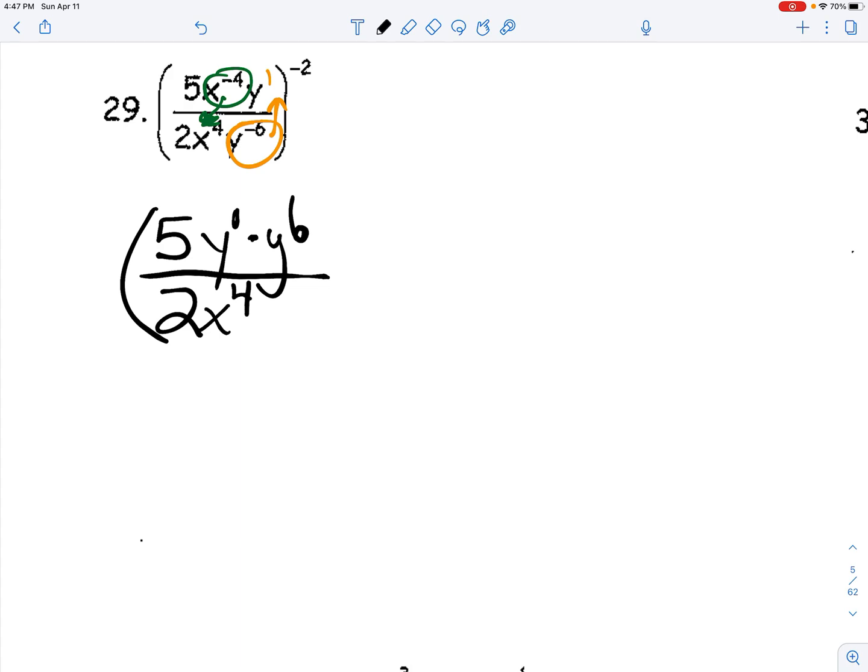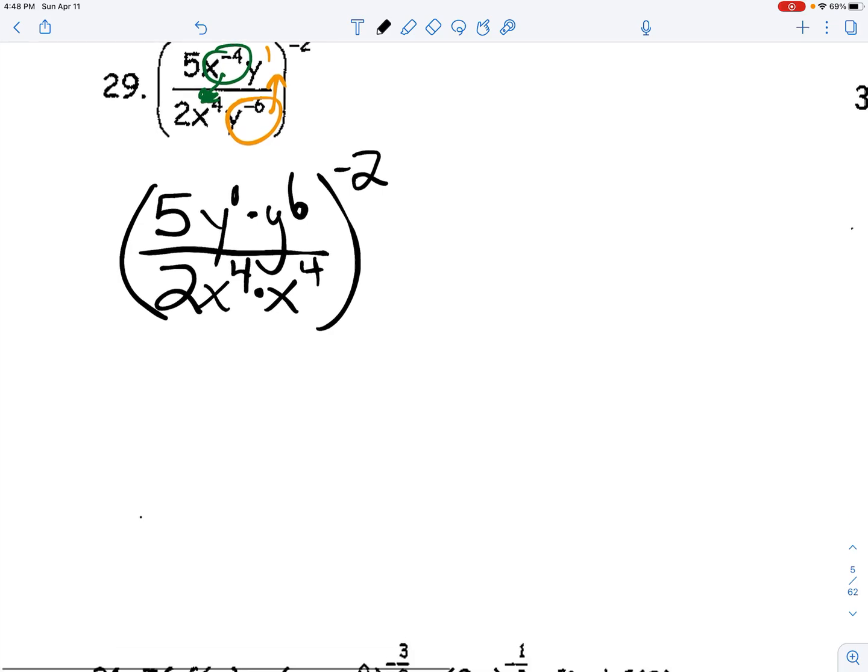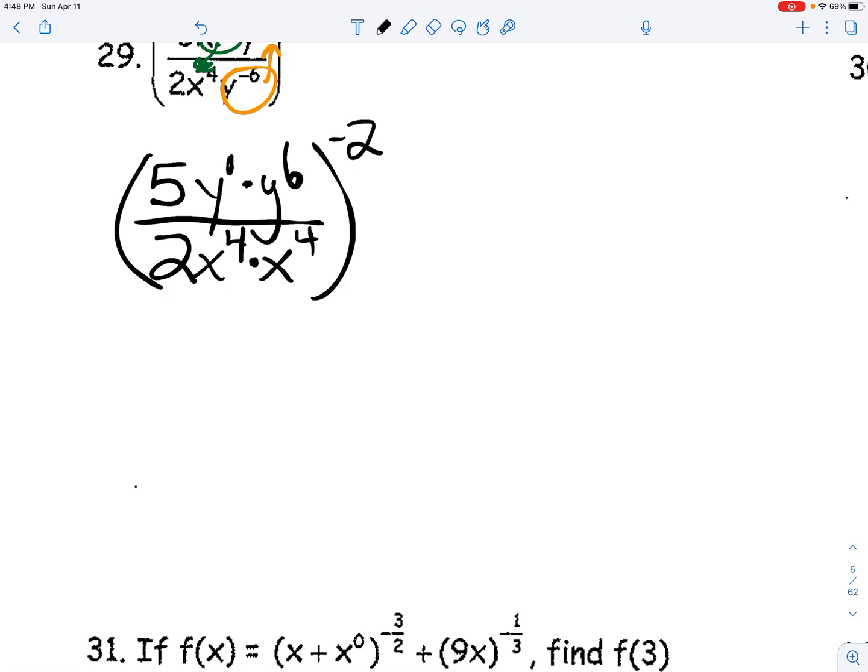Bottom, the 2 is going to stay. X to the 4th, there's already one down there, staying. And then that x to the -4th in the numerator going downstairs, changing the sign of the exponent, will become x to the +4th power, and then all of that is raised to the -2nd power. So that's the direction I'm going in here, cleaning up the inside.